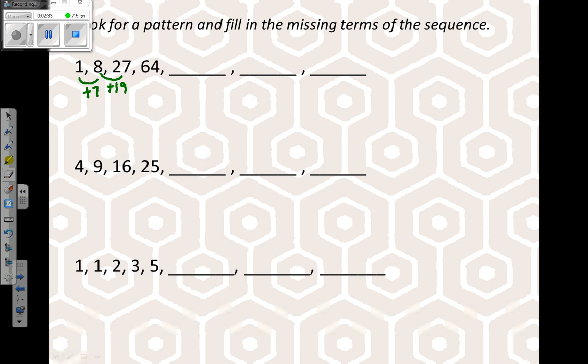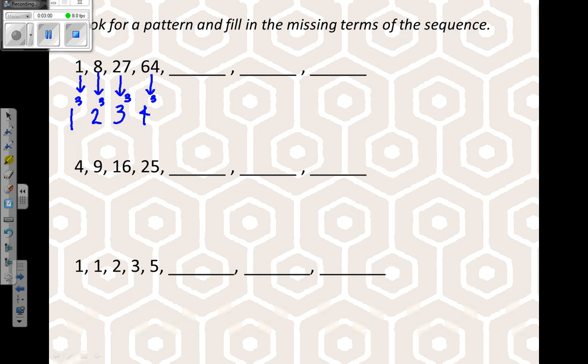Hopefully you'll notice if you look at these values right here of 1, 8, 27, and 64, that these are perfect cubes. So 1 is the same thing as 1 cubed. 8 is the same thing as 2 cubed. 27 is 3 cubed. 64 is 4 cubed. So they're just increasing the number by 1 and cubing it.